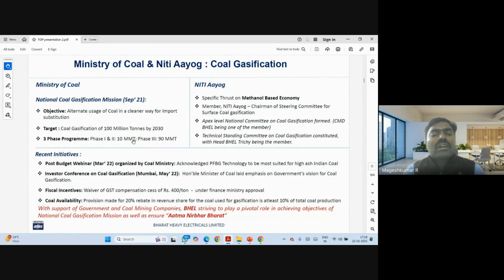BHL, the company, has a pressurized fluidized bed gasification technology, which is indigenously developed, and it is going commercial through a joint venture with Coal India. For this, the government is giving a waiver of GST compensation for 400 tons for the entire gasification. So BHL is likely to play a pivotal role in achieving the objective of the National Coal Gasification Mission as an Atmanirbhar Bharat initiative.